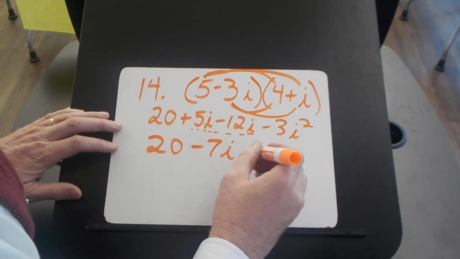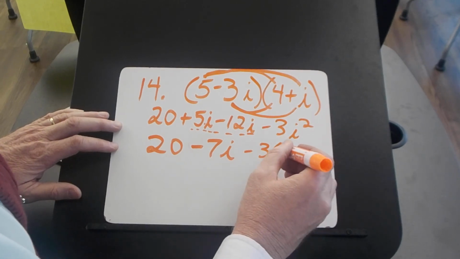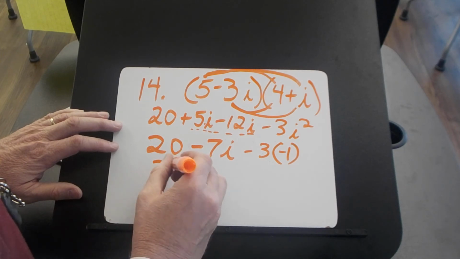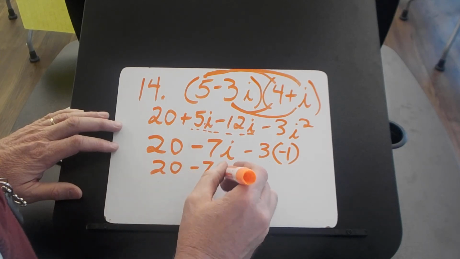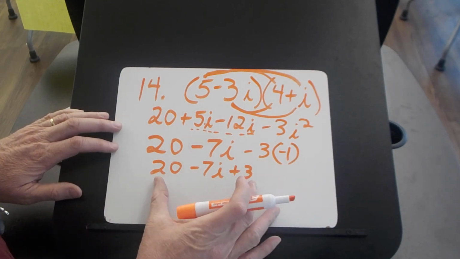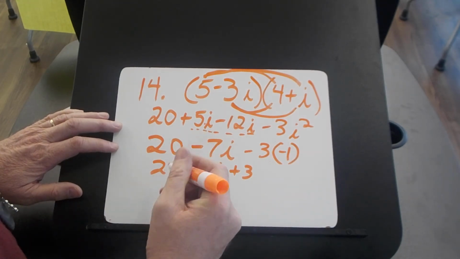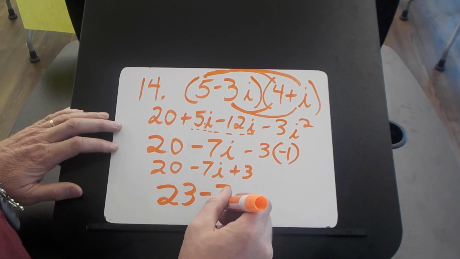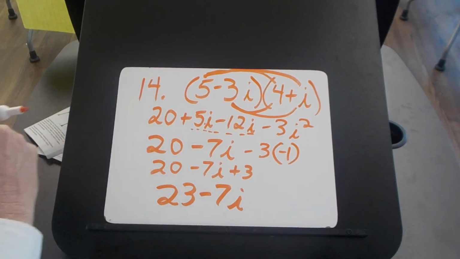And then that's negative 3. i squared is negative 1. So I've got 20 minus 7i. Negative 3 times negative 1 is positive 3, which I'm going to combine with the 20. And my final answer is 23 minus 7i.